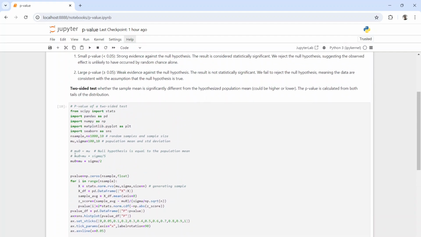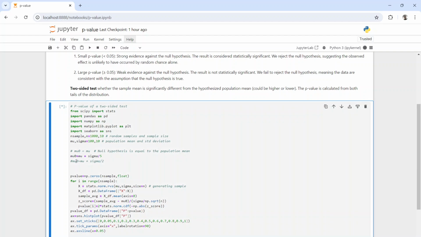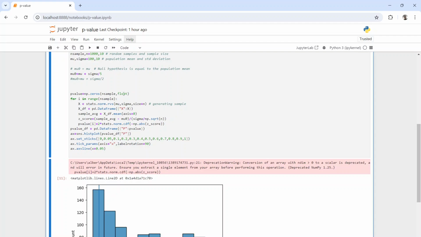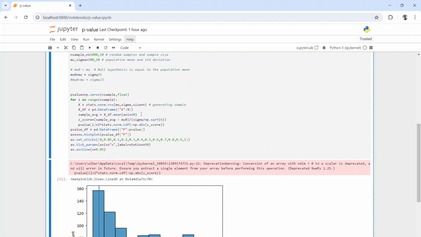So we can do it for another case as well. If we run it, we can see that it is intermediate between those two extreme values. So in this case, the null hypothesis mean is only slightly greater than the population mean.